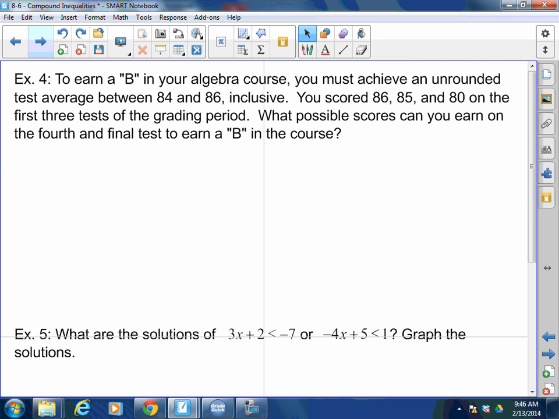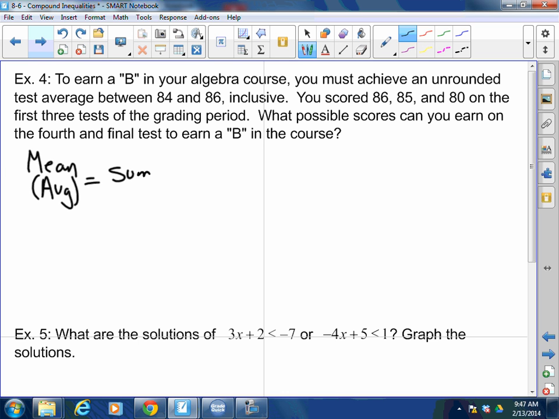You with me? Okay. You scored 86, 85, 80 on the first 3 tests of the grading period. What possible score can you earn on the 4th and final test? That's not the 4th, and then there's another final test. It's the 4th and final. It's the last test to earn a B in the course. A couple things from middle school. Do you guys remember what your average or your mean equation was? What is it? Sum over number of values.